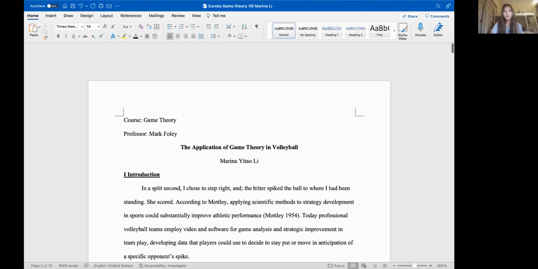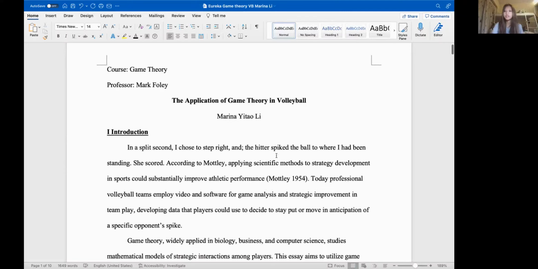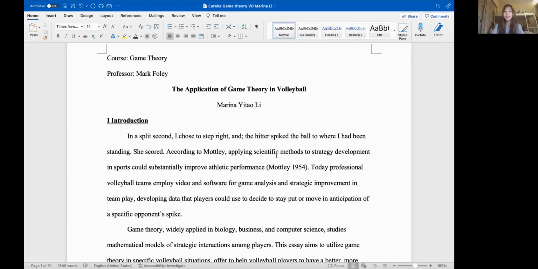So, my paper is based on the application of game theory in volleyball, and I was inspired to delve deep into this topic because I am a volleyball player myself, and I have played volleyball for over 8 years. My primary position is actually an outside hitter, and I could also play the libero. So I just thought it would be fun if I could utilize some of the game theory knowledge in my daily volleyball practices or games.